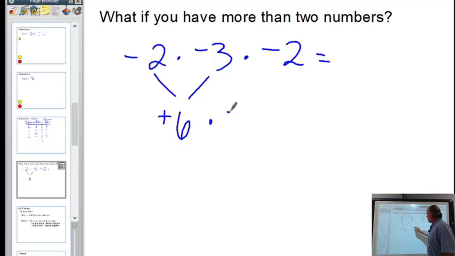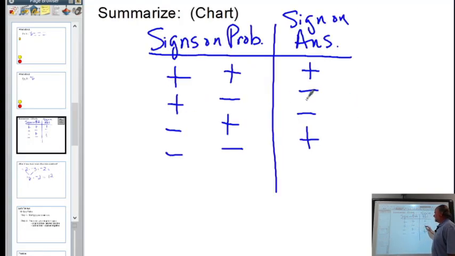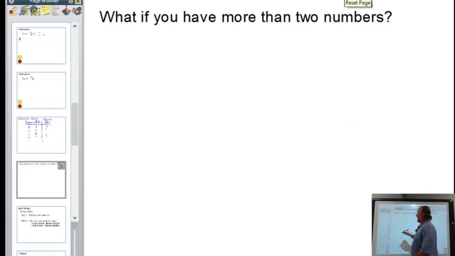Now I need to take that answer and multiply that by negative 2. So, well, we know 6 and 2 are going to give us 12. And we know from our chart, a positive times a negative is going to give me a negative. So that's going to give me a negative 12 as an answer. Okay, let's look at one more real quick. What if I gave you this one?